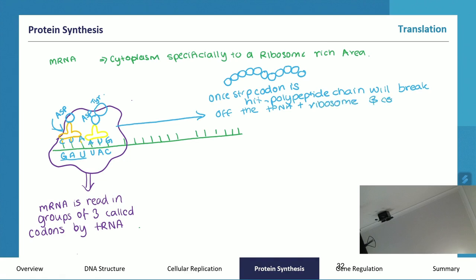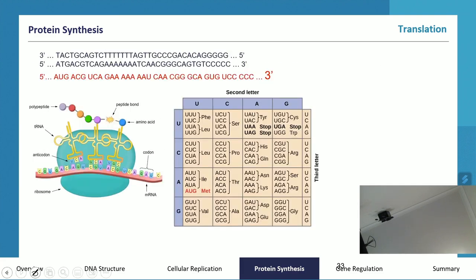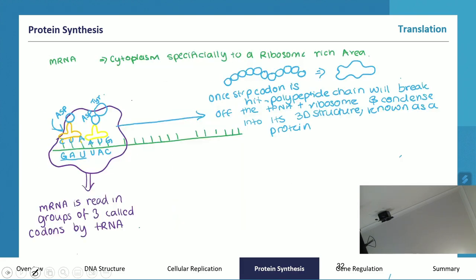And condense into a 3D structure known as a protein. So essentially, this chain of amino acids will then bunch up into a 3D structure, kind of looks like a chicken nugget, and this is eventually the protein that ends up being produced.